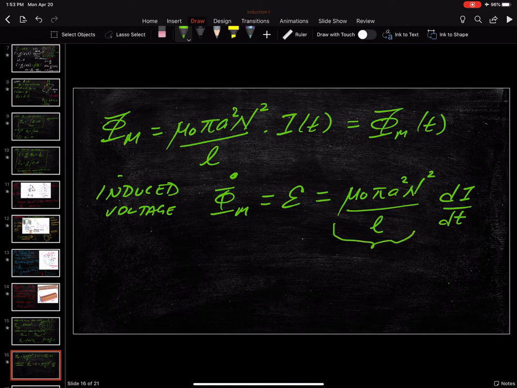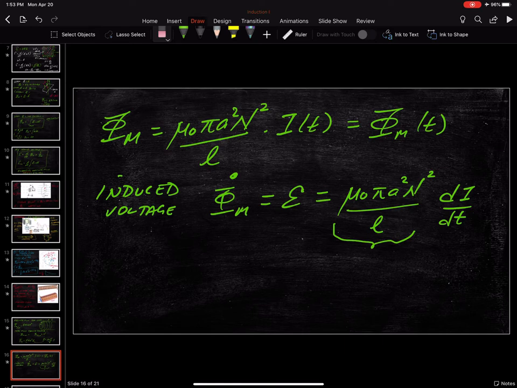This number in front is a purely geometric thing about the solenoid. It depends on how many turns you have in this solenoid. If you got twice as many turns, you get 4 times the voltage. That's very nice. If you got a bigger solenoid, that's a bigger flux, and that means you have a bigger induced voltage. A longer one is a little harder to pass the current through, it's harder to spread out that voltage, and so you get a smaller voltage. So this is a purely geometric property of the thing.